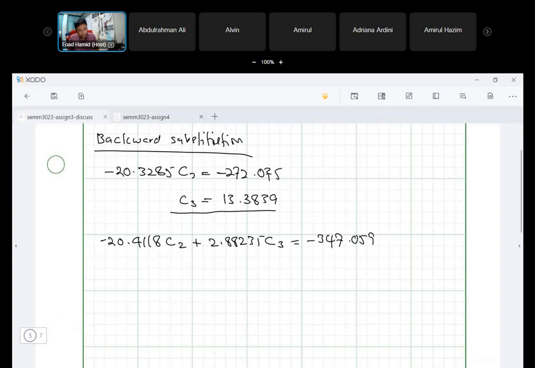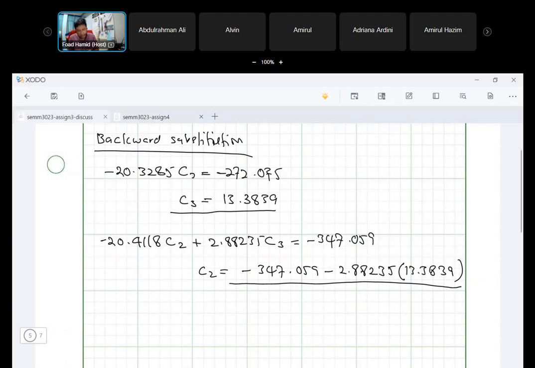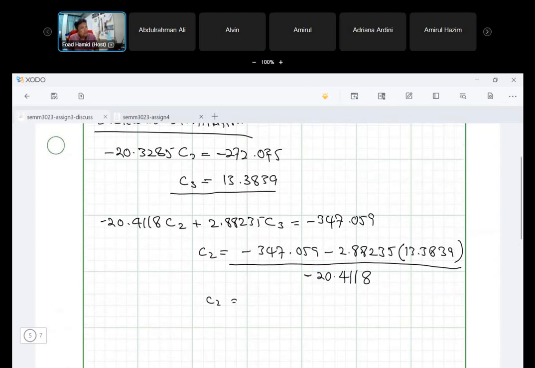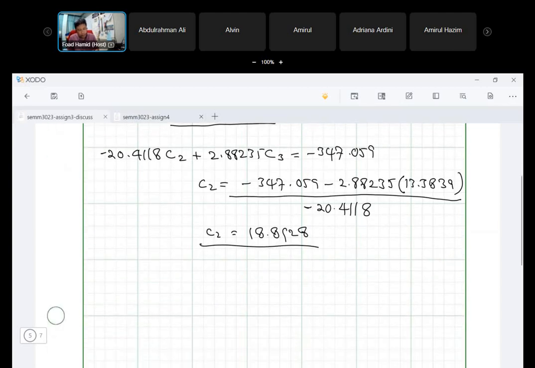And since C3 is already known, then what we can do is C2 equal to minus 347.059 minus 288.235 times 13.3839, because this is C3, over minus 20.4118. Then C2 is equal to 18.8928. Okay, this is C2. And of course, you can do the same thing for the third equation. You get C1 equal to 33.9963. Okay, so these are my solution.